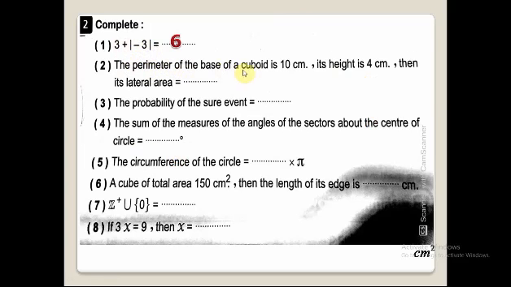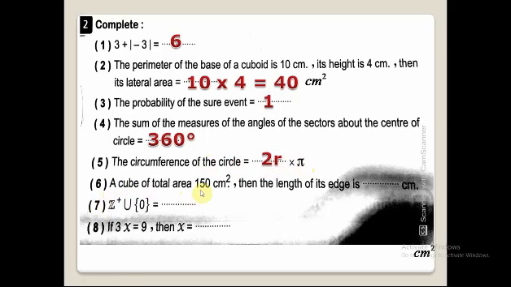The perimeter of the base of a cuboid is 10. Its height is 4. Then the lateral area equals the perimeter of the base multiply the height. 10 multiply 4 equals 40 squared centimeters. The probability of a sure event, sure it happened, yes, 1. Number 4, the sum of measures of the angles of the sectors about the center of the circle is 360 degrees. The circumference of the circle is 2 pi r.